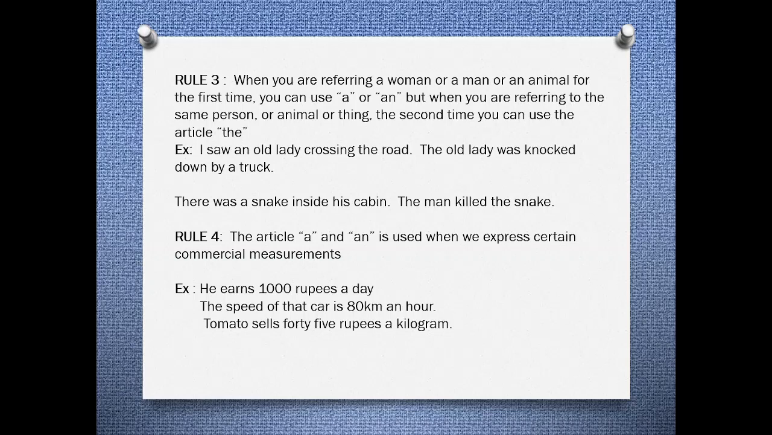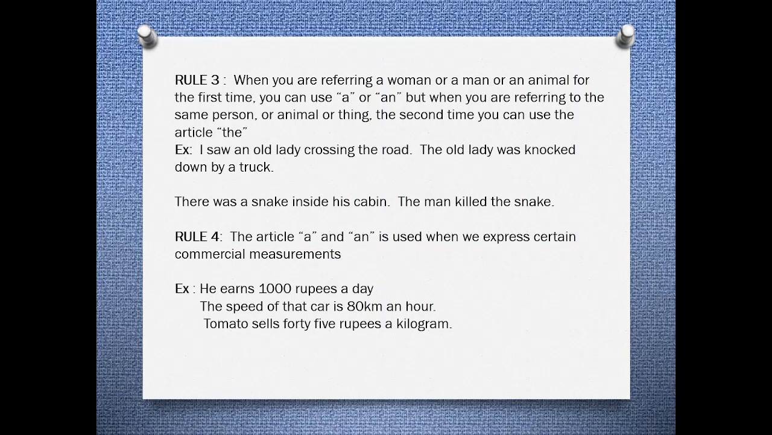Now the rule 4 is the article a and an is used when we express certain commercial measurements. He earns 1,000 rupees a day. The speed of that car is 80 kilometers an hour. Tomato sells 45 rupees a kilogram. So before that measurement, you are writing a or an, depending upon whether you have used a vowel or a consonant.